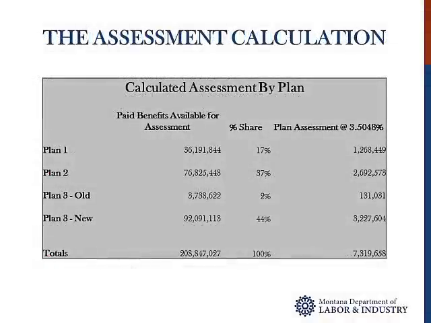After all the data is analyzed and recorded, it is time to start the actual assessment calculation. For fiscal year 2016, the department budget of $7.3 million is 3.5048% of the total benefits available for assessment. This percentage then equals the assessment that employers must pay to the department to provide the statutorily required functions of the Work Comp Act. This slide shows the assessment broken down by plan.